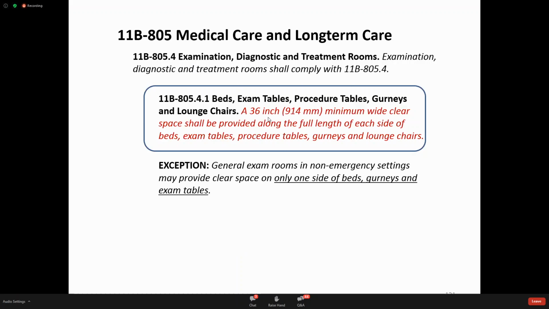The gist of it is circled there: beds, exam tables, procedure tables, gurneys, and lounge chairs. A 36-inch minimum wide clear space shall be provided along the full length of each side of the beds, exam tables, procedure tables, gurneys, and lounge chairs. Then there's an exception for general exam rooms in non-emergency settings for one side only. So I want to slow down and break this down. First, as we said in the scoping, I think there was a question this morning, it is 100% of exam rooms and treatment rooms and diagnostic rooms, all of them.